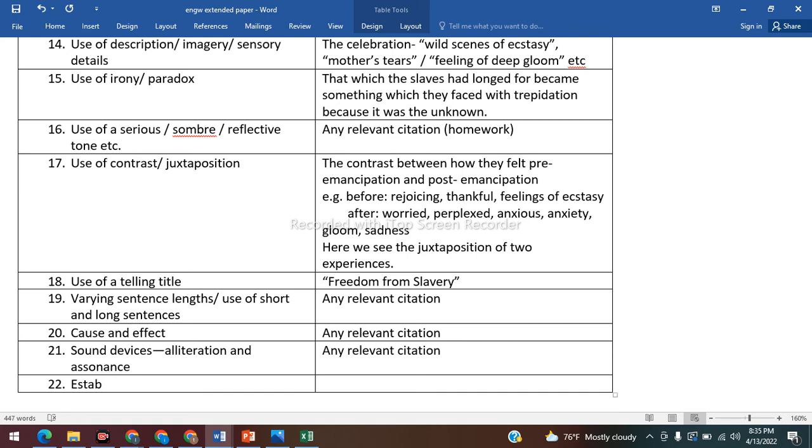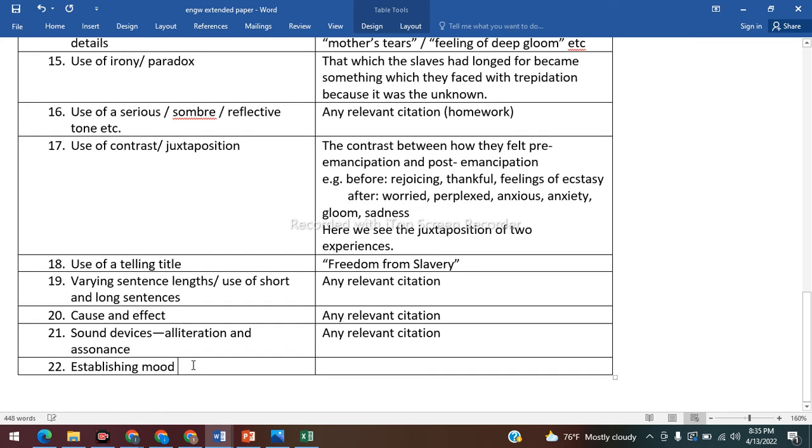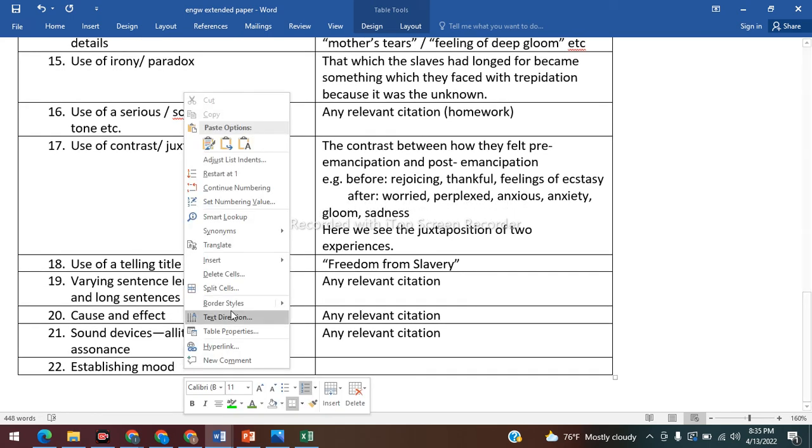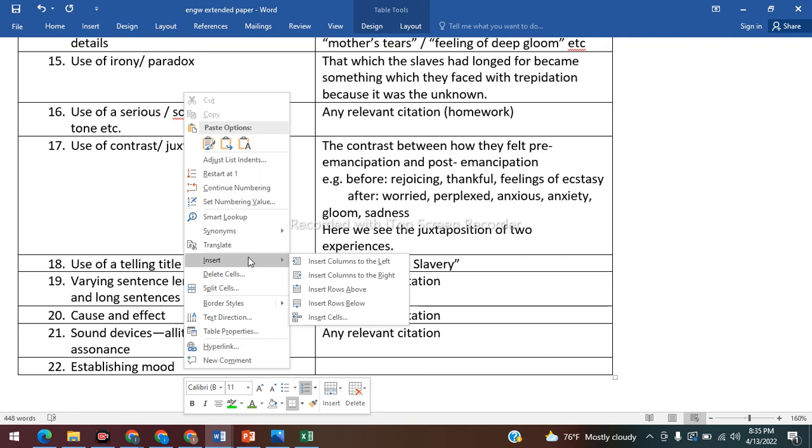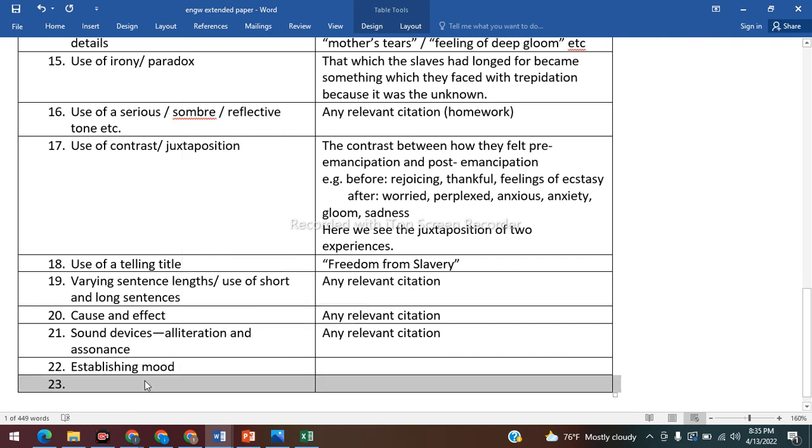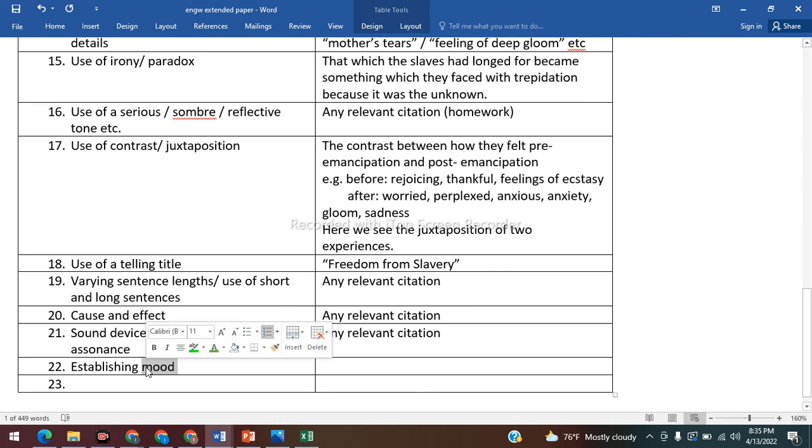Now, what is the mood? Anyone know what mood is? The mood in an essay. The feeling of the reader? Yes. Mood is what the reader feels. Tone is how the writer speaks. Let me say it again. Mood is what the reader feels. Tone is how the writer speaks. Right?